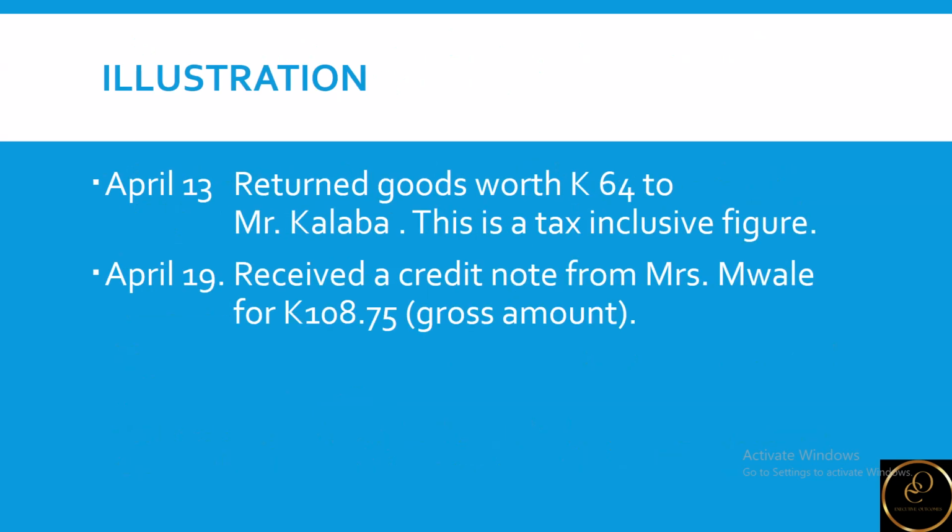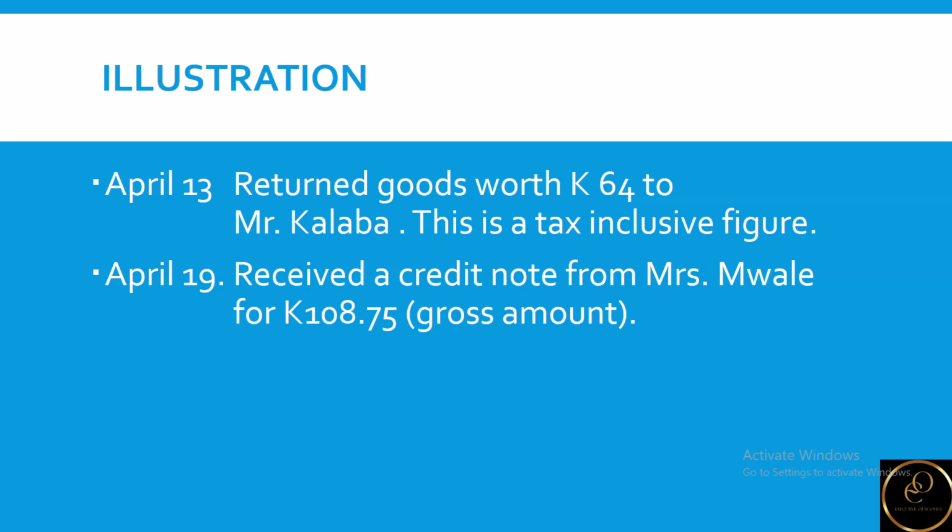Let's look at an illustration for this particular situation. I have with me two transactions. One that took place on the 13th April, the other one took place on the 19th April. On the 13th April, returned goods worth 64 kwacha to Mr. Kalaba. This is a tax-inclusive figure, whereas on the 19th April we received a credit note from Ms. Mwale for 108 kwacha 75 ngwe, which is a gross amount.